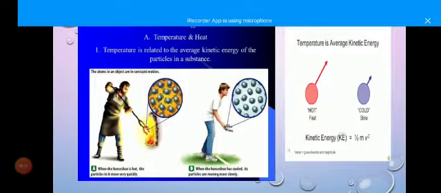Temperature and heat. Number one, the temperature is related to the average kinetic energy of the particles of a substance. Look at this diagram and you will be clarified. Look at the second diagram. The temperature is the average kinetic energy: hot is fast and cold is slow.